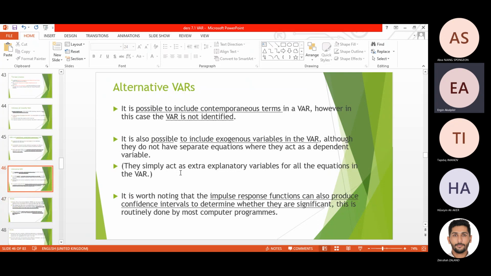As an alternative VAR, it is possible to include contemporaneous terms in a VAR. However, in this case, the VAR is not identified. It is also possible to include exogenous variables in the VAR, although they do not have separate equations where they act as a dependent variable. They simply act as extra explanatory variables for all the equations in the VAR. It is worth noting that the impulse response functions can also produce confidence intervals to determine whether they are significant. This is routinely done by most computer programs.